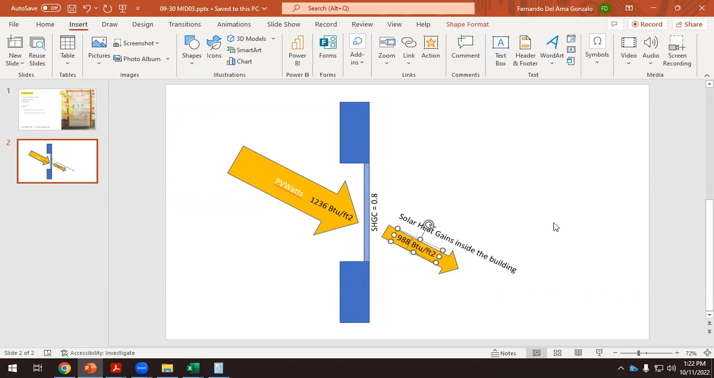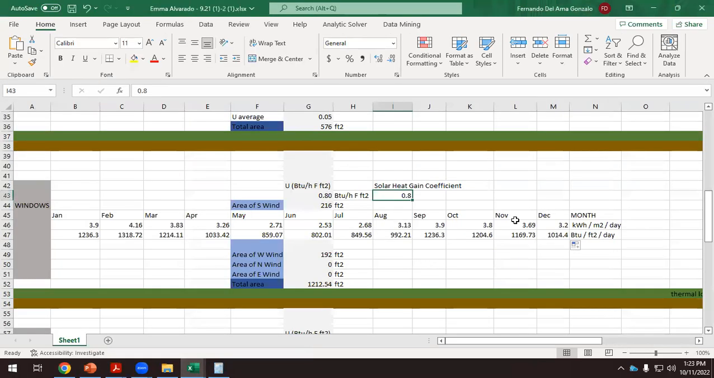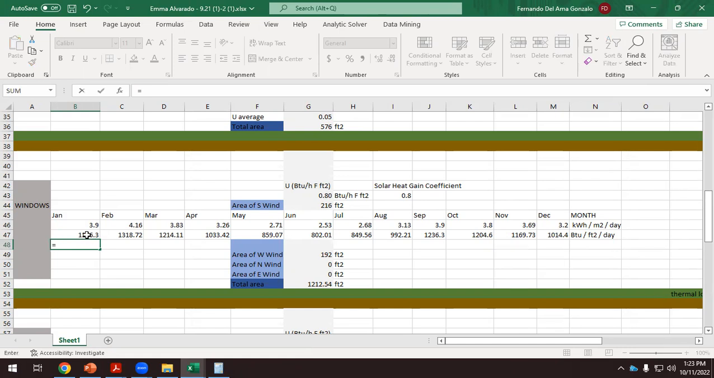$988. Okay, how can we do that in our Excel file? Here, we multiply this, equals, it's this times the solar heat gain coefficient. So I have to click on this cell. And this is 989.